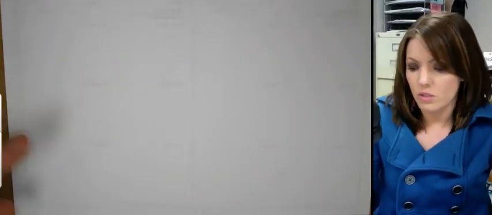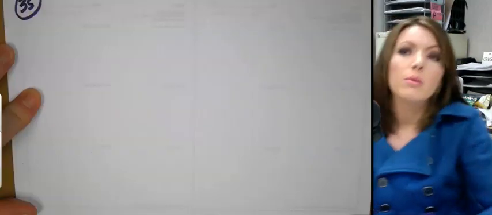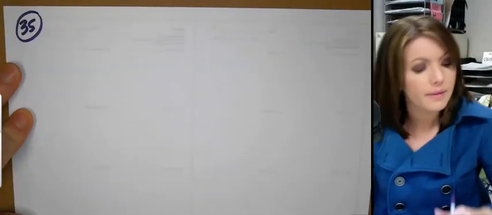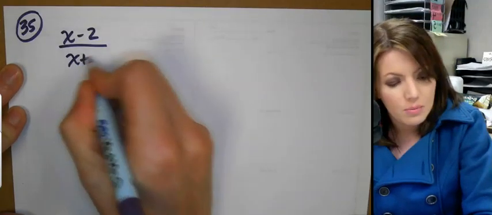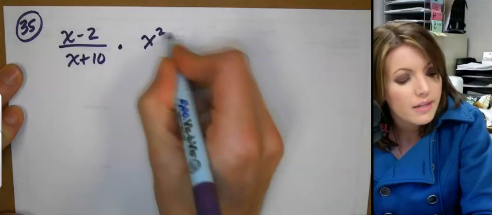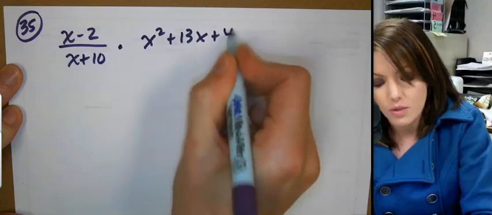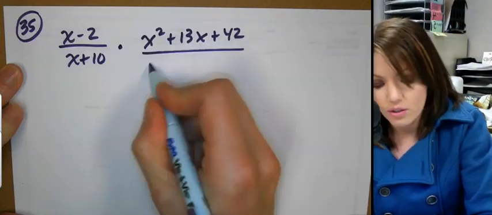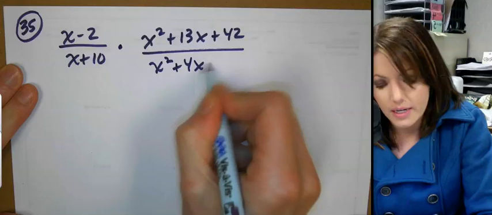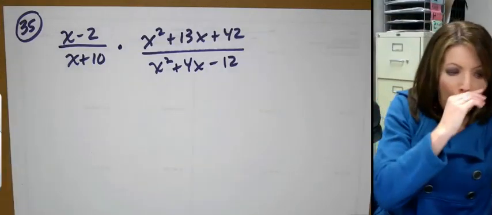Okay, I think I can fit one more into this video, and then we're going to switch videos for the last several problems. Make sure you all can see that. x minus 2 over x plus 10 times x squared plus 13x plus 42 over x squared plus 4x minus 12.